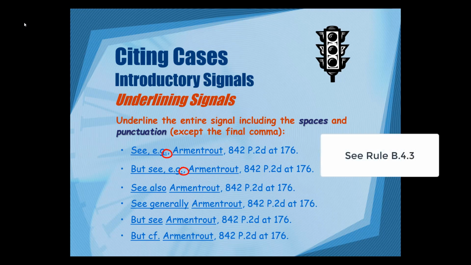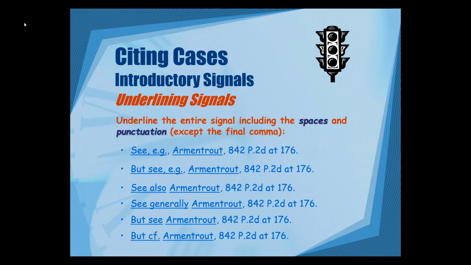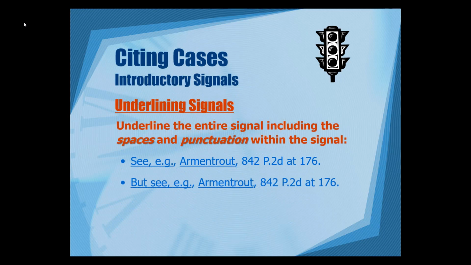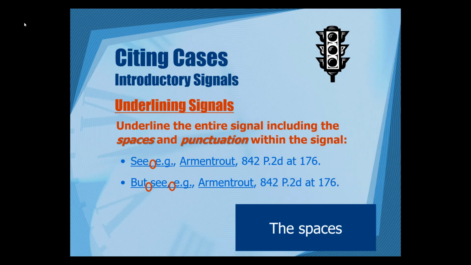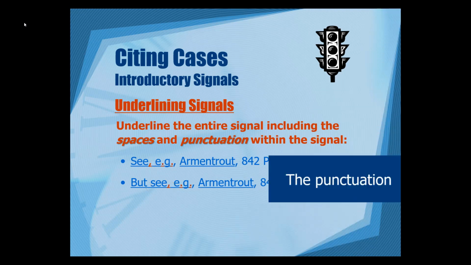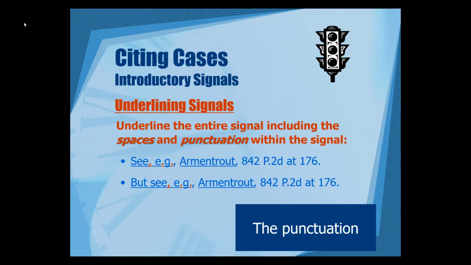But one way to look at this is that the final comma really isn't a part of the signal, so that's why it doesn't need any underlining. Just to drive the point home a bit, let's take a look at two more slides. Here's the first one. You underline the entire signal, including the spaces within the signal, and the punctuation within the signal. But the final comma, if any, is outside the signal and shouldn't be underlined.